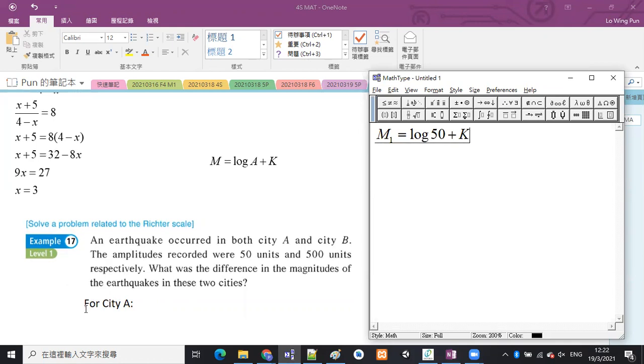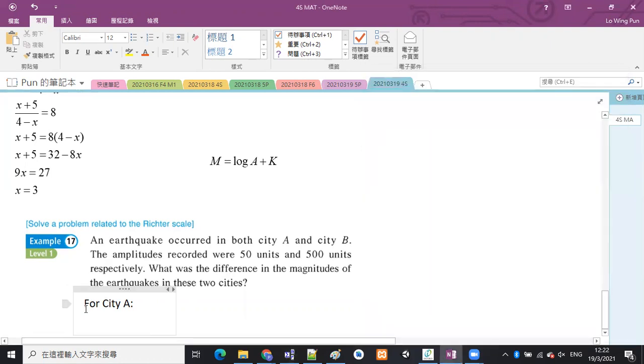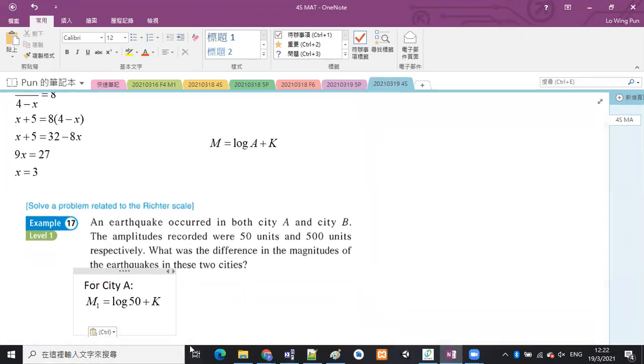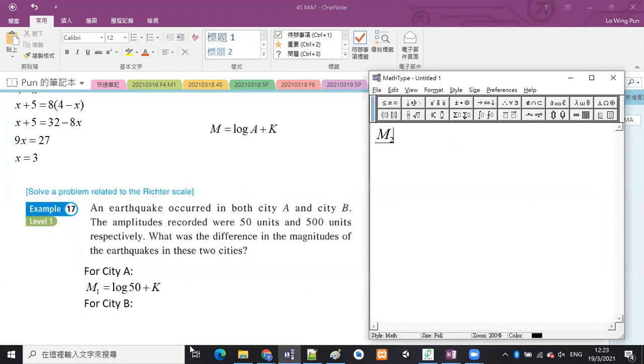K is an unknown. That is actually not important at all. In the last few steps in this question, we will cancel out the K. We do not need to find the value of K. M1 is calculated by log 50 plus K, and this is the magnitude for the earthquake in city A. And then for the earthquake in city B, the second magnitude is calculated by log 500 plus K, right? Because we substitute A to be 500.